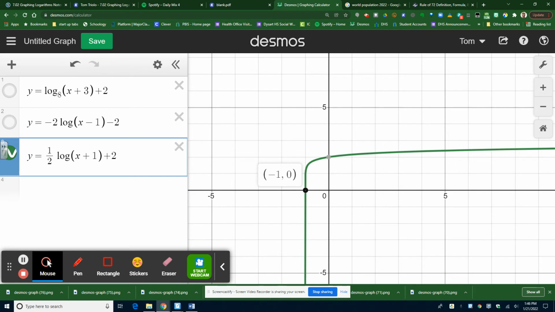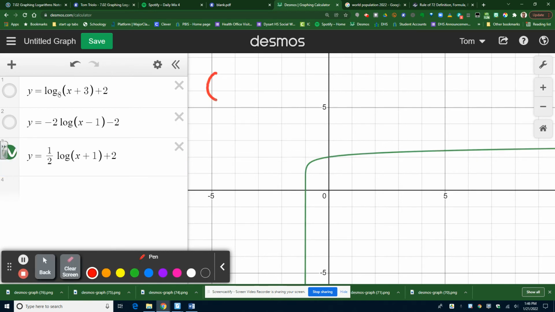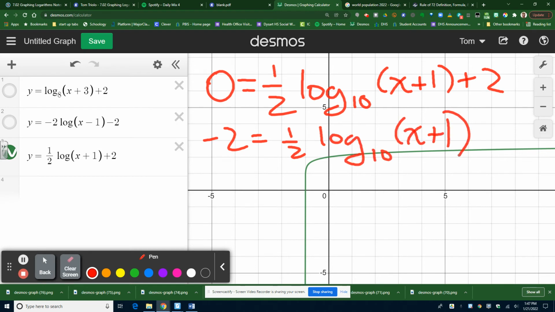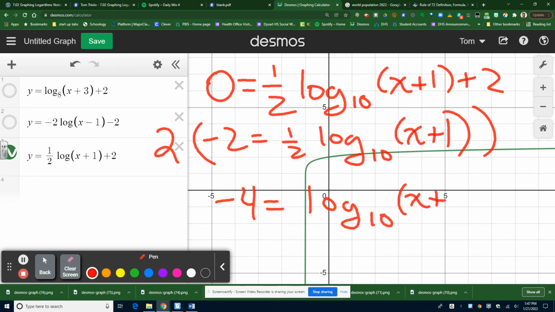All right, so we're going to solve another one. Well, I'm going to solve it, and you're going to watch. So 0 equals 1/2 log base 10 of (x plus 1), and then plus 2. Same process. Move everything to the other side. So negative 2 equals 1/2 log base 10 of (x plus 1). Divided by 1/2, but we don't like dividing by negatives or fractions, so we're going to multiply everything through by 2. So that gives me negative 4 equals log base 10 of (x plus 1). And then we change it into an exponential, so this is 10 to the negative 4 power.